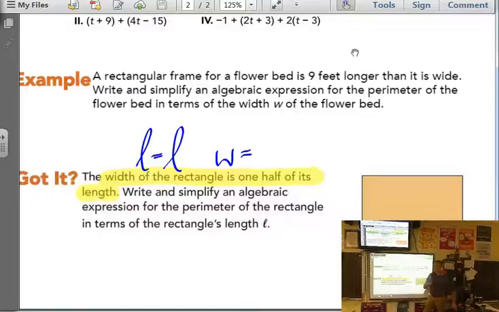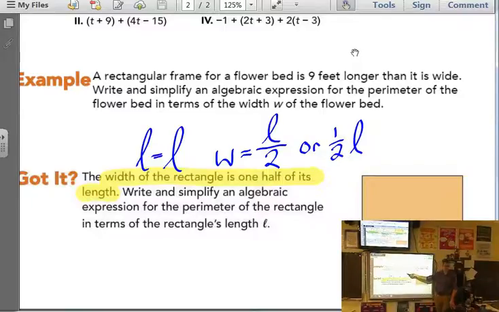How do we mathematically show something's half of? We can divide by what to get half? What do we divide by to get half of something? What number do we divide by? If you had 18 and you wanted to cut it in half, what would you divide by? That is half of 18. So the length cut in half, yeah, we could divide by 2, or we could have half of L. You can either have L divided by 2 or half of L.